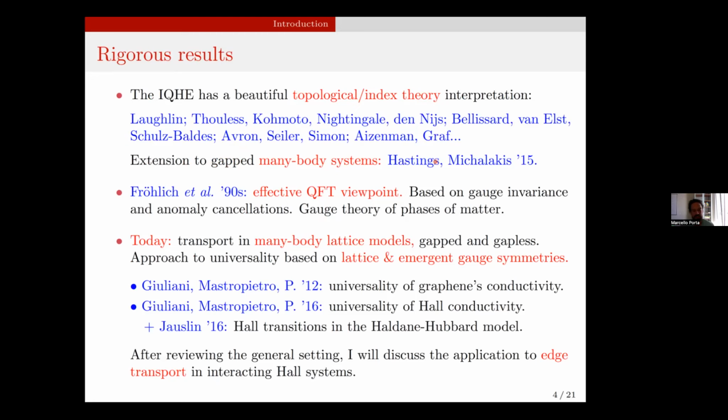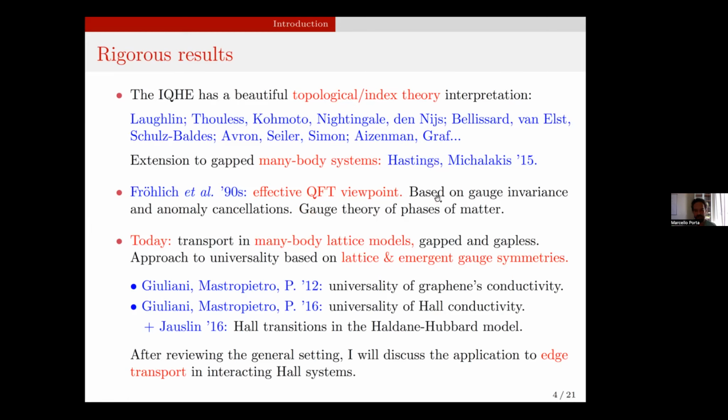There is somehow a complementary, different point of view on this phenomenon, which has been pioneered by Jürg Fröhlich at the beginning of the 90s, which relies on an effective field theory approach. Somehow the idea is to classify effective actions for non-relativistic Fermi gases. And these are effective actions parameterized by external gauge fields that introduce the electromagnetic field in the system. And the quantization of the Hall conductivity can actually be understood in terms of properties of these effective actions.